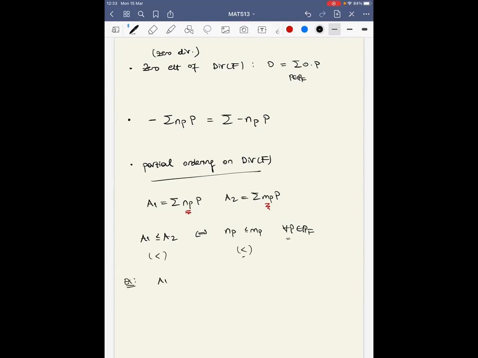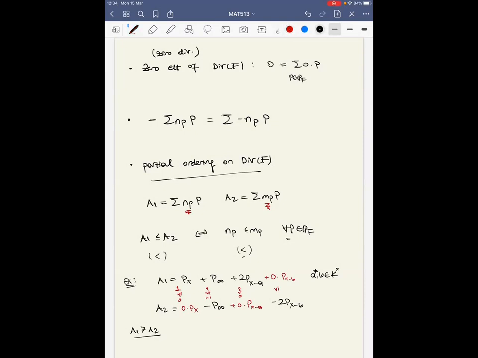For instance, again in the rational function field, if we consider the divisor A1 and the divisor A2, where a and b denote different non-zero constants, then in this case we can see that A1 is bigger than or equal to A2 by comparing each coefficient that appears in the sum, because 1 is bigger than or equal to 0, 1 is bigger than or equal to minus 1, 2 is bigger than 0, and 0 is bigger than minus 2.